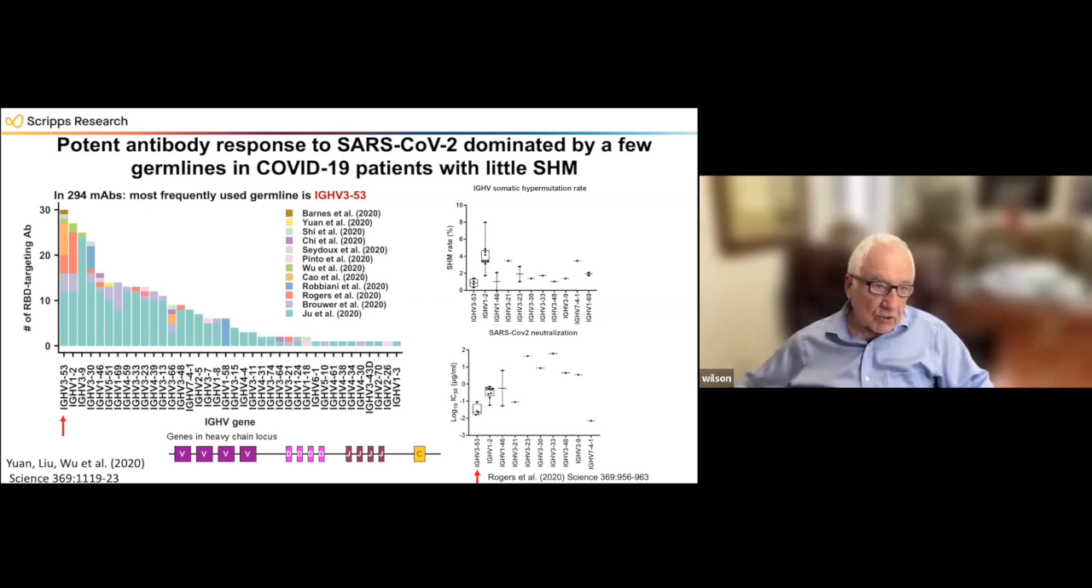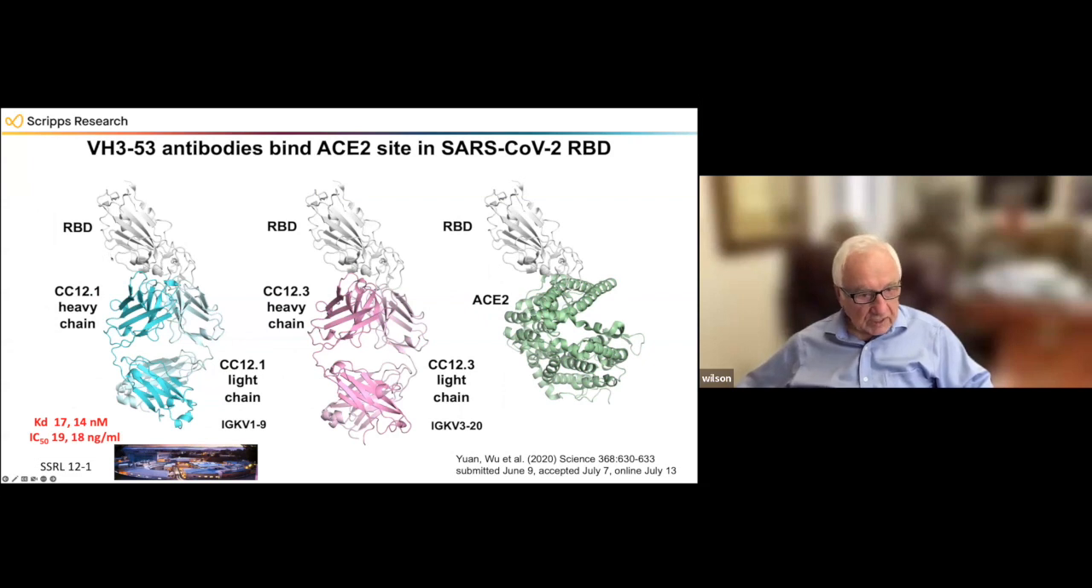So we had to look at the most prevalent one of these to see where it bound. In this collaboration with Dennis Burton's group, we collected data up at SSRL, the synchrotron there. We looked at two different antibodies, and these antibodies bound in the same place. If we compared it to the receptor binding domain interacting with the receptor, these antibodies would inhibit the receptor binding site. They bound with nanomolar affinity and with high neutralizing potential, in the nanograms per mil range.